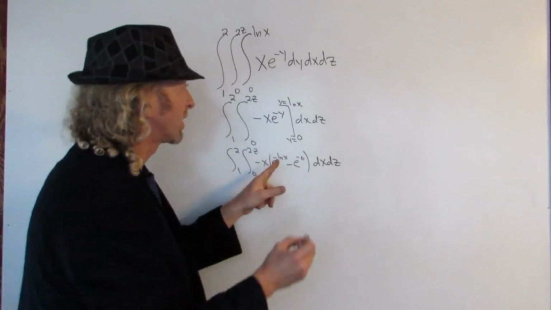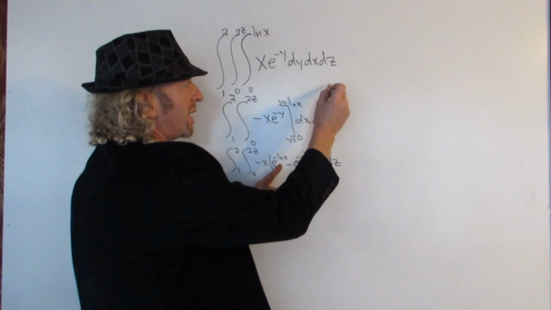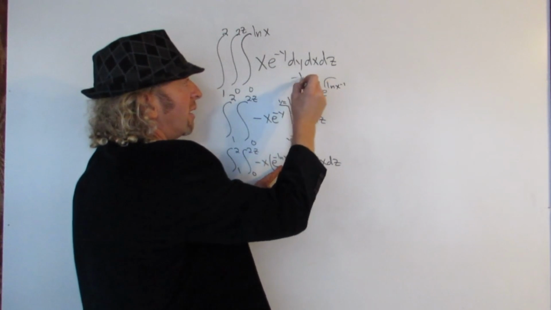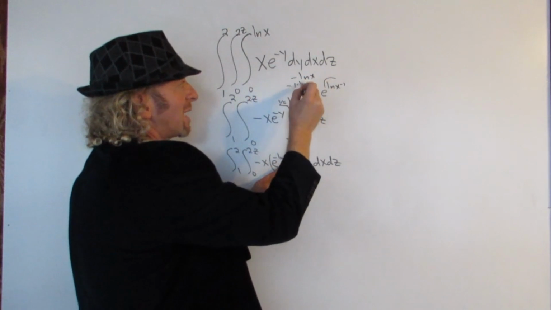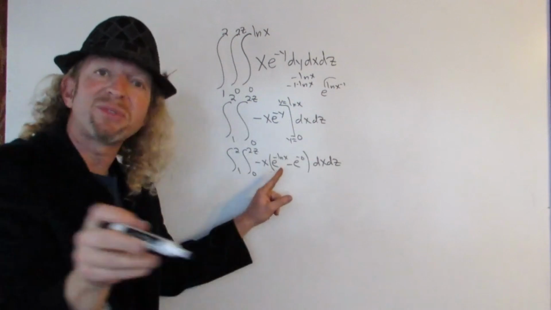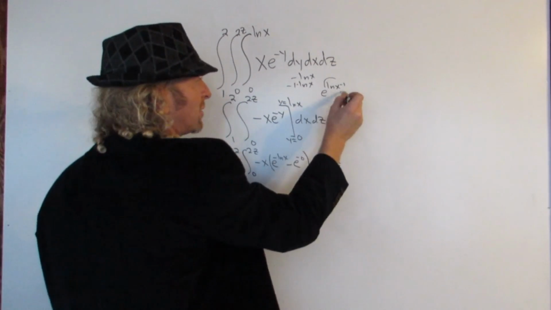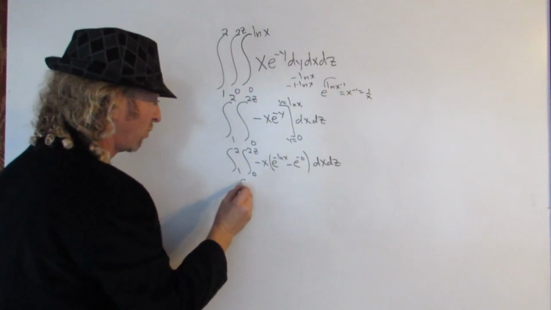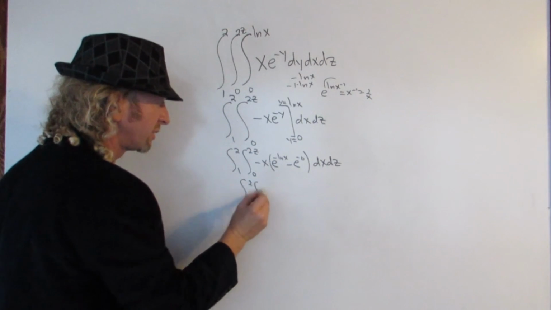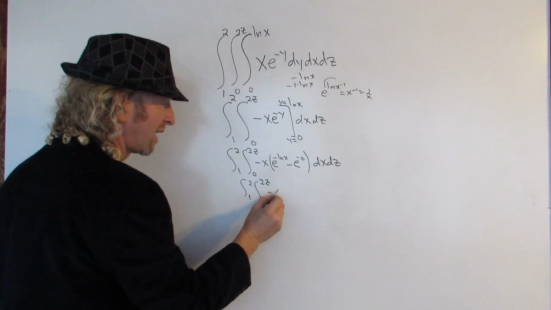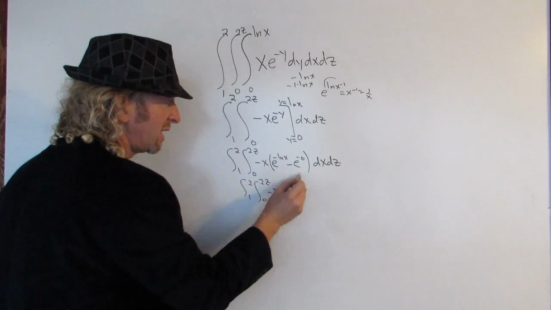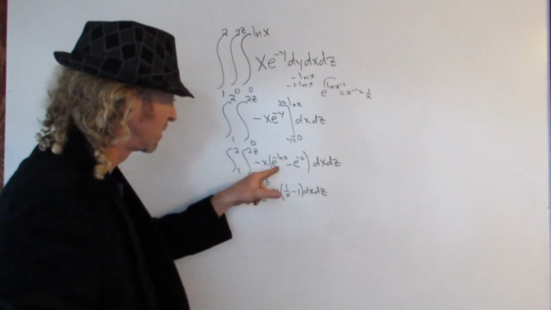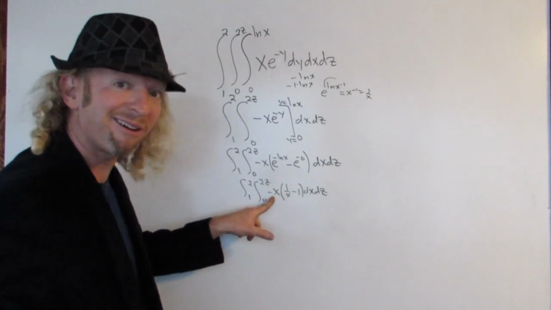E to the negative ln x, we can do some trickery with that. If you have negative ln x, it's negative 1 times ln x, and you can bring that negative 1 upstairs as a power, by the power rule for logs. And that's just going to become x to the negative 1, which is 1 over x. So this is going to be the integral from 1 to 2, 0 to 2z, of negative x times 1 over x, e to the 0 is 1, dx dz. So that just became 1 over x. Oh, look at that.